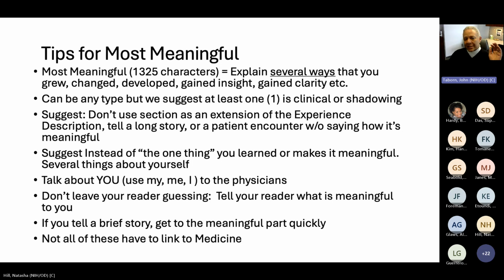Again, as I mentioned, there's 1,325. Sometimes you can explain several ways that you grew, changed, or developed, gained insight, or gained clarity, rather than one. Sometimes applicants start writing the experience description and then use the extra characters to keep explaining what they did in the workshop, or what they did in that experience. And then maybe one sentence that says, I learned how to be a strong researcher. That doesn't say a lot.